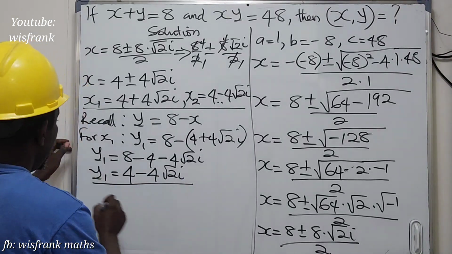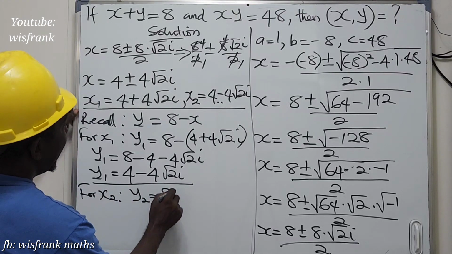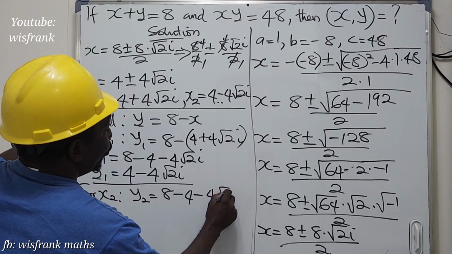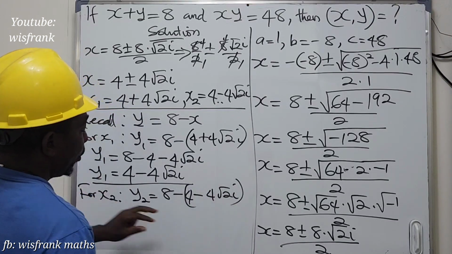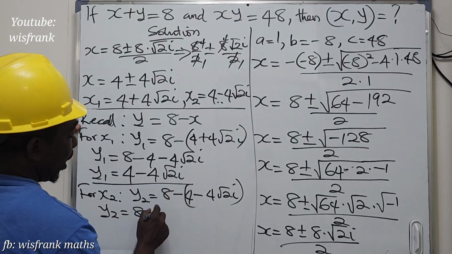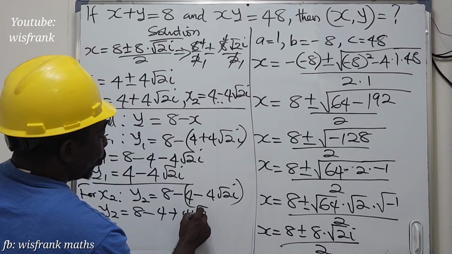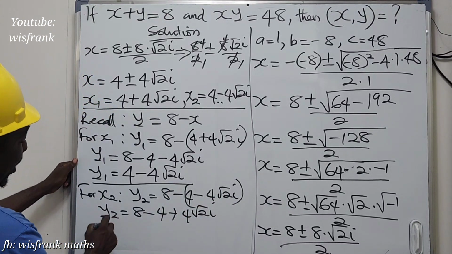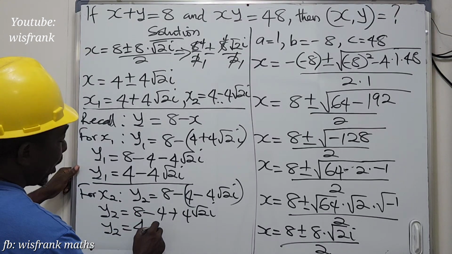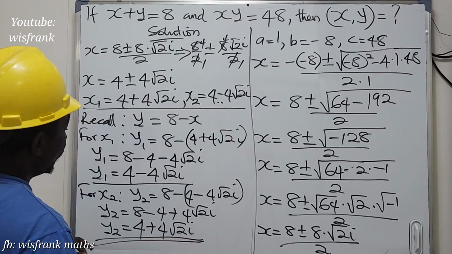Then for x2, we have y2 equals 8 minus, then x2 will be 4 minus 4 root 2i. So we are going to expand this. So we have y2 as 8, minus goes here, we have minus 4. Then minus times minus 4 root 2i, we have plus 4 root 2i. So from here, we have our y2 as 8 minus 4, which gives us 4, then plus 4 root 2i. So this is the value of y2 that we have.